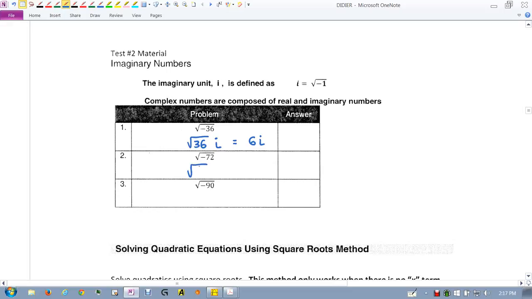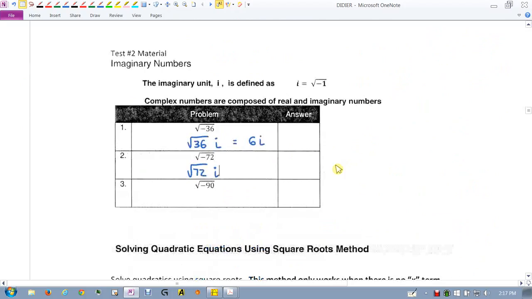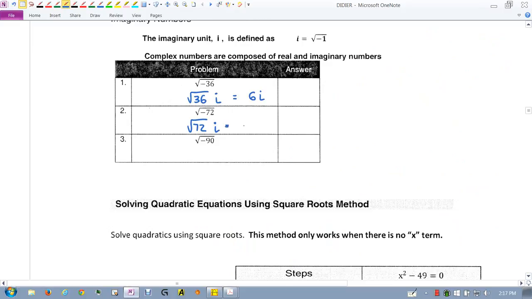Next one, square root of 72. The negative is gone. I slap an I on the end. What was the square root of 72? We did that up here, didn't we? 6 root 2. So now I'm going to have here 6 root 2 I. Now, normally, again, we don't like to throw anything on the other side of the root because there's some confusion as to whether or not that I belongs underneath with the 2 or not. So just like we do with the numbers, putting the 6 in front, we will also move the I out front. So this would be the proper way to write it, 6I root 2. Although this is not incorrect, it's just not the way we prefer to write it. This is the way we prefer to write it.